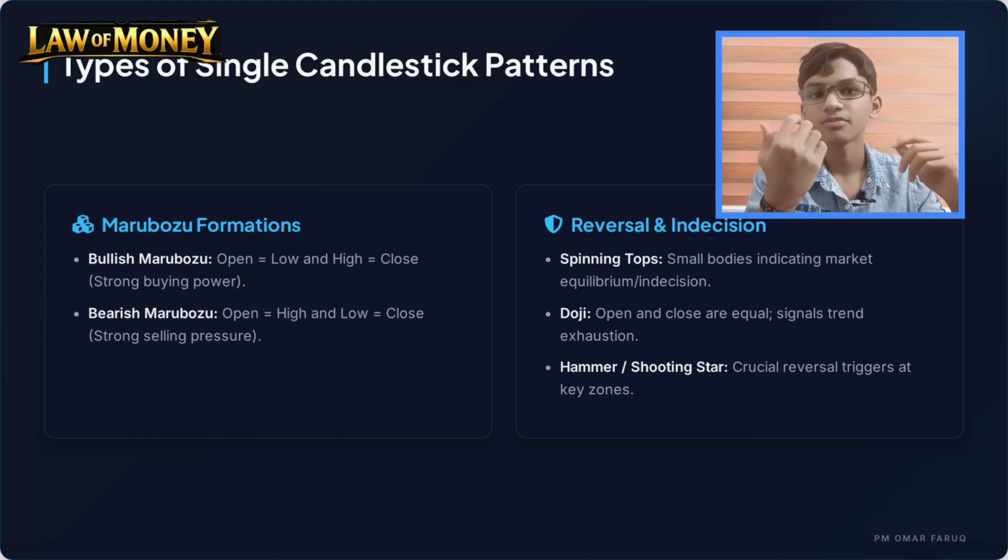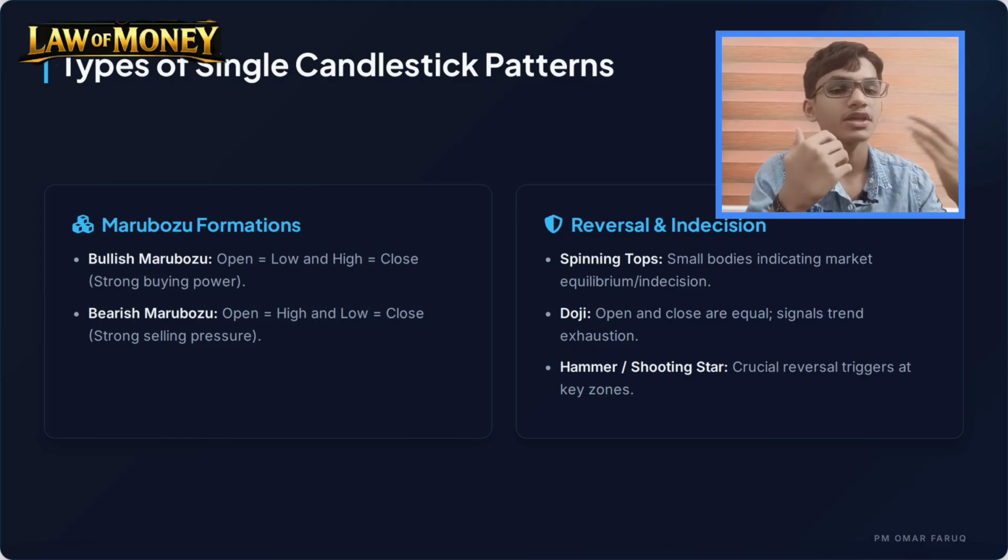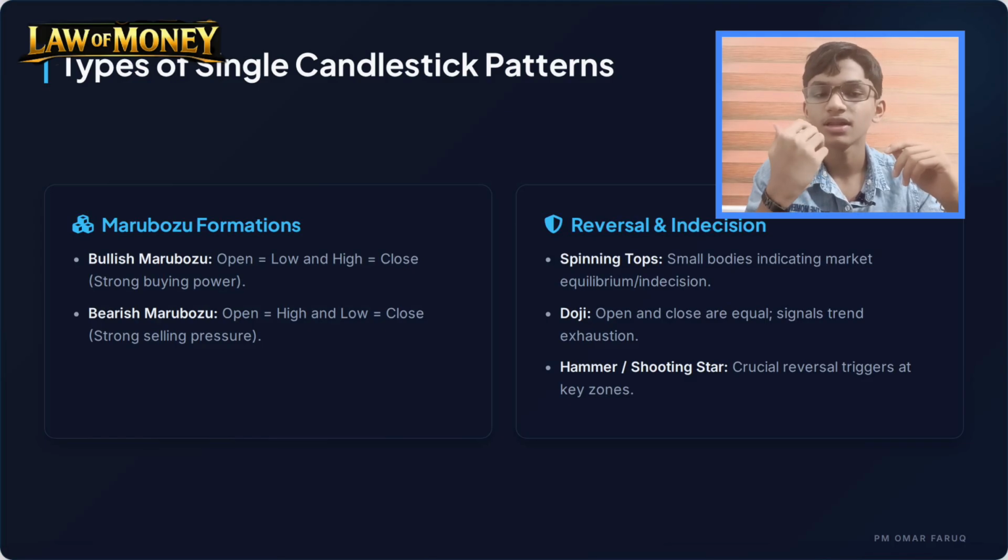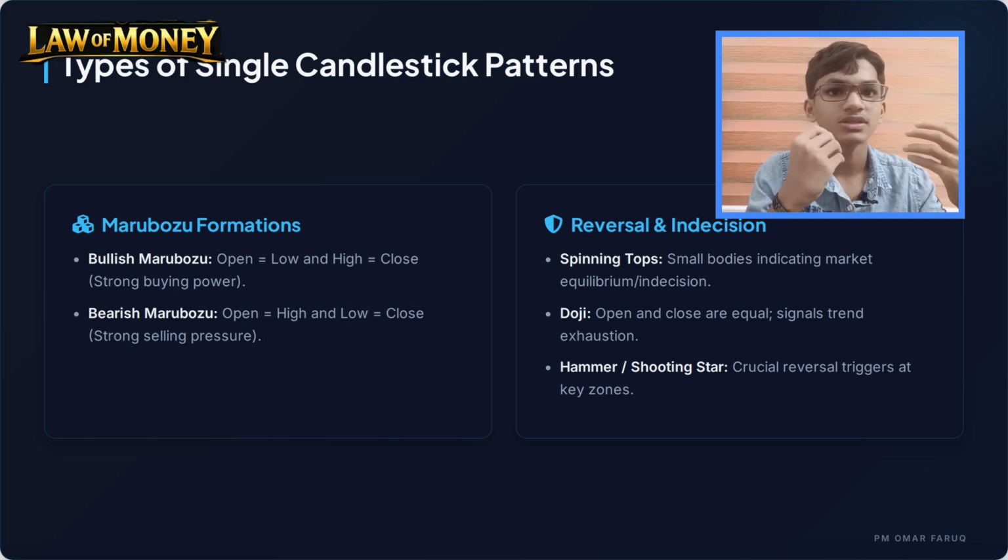Hammer and hanging man structures can show rejection of lower prices depending on their location. Shooting stars can show rejection of higher prices, but a pattern's name is less important than its context. For example, a hammer after a significant decline near support can potentially indicate that sellers pushed price lower but buyers stepped in strongly. The exact same shape appearing randomly in the middle of a range may have much less significance.